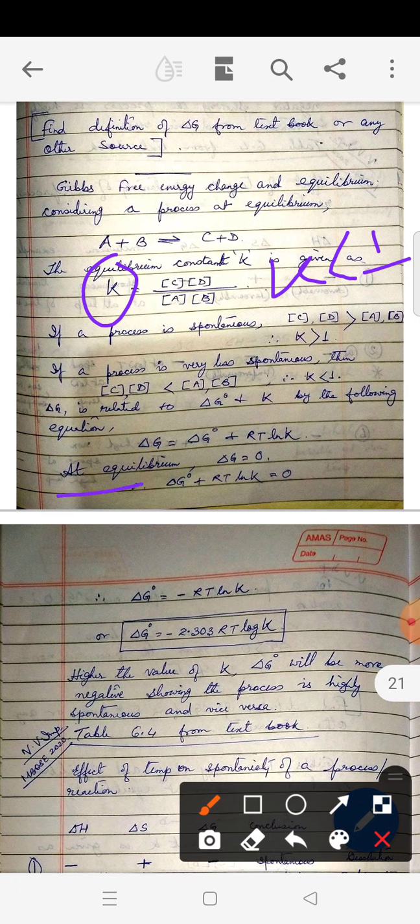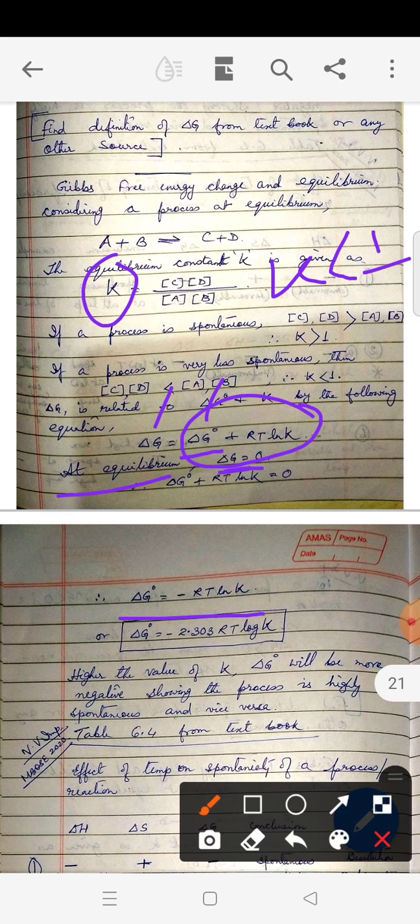So when the system is at equilibrium, as just now we have written, the value of delta G should be 0. Now what is the difference between delta G and delta G naught? Delta G is Gibbs free energy at any situation, and delta G naught is Gibbs free energy change under standard conditions. Now if delta G is equal to 0 in this particular equation, then delta G naught plus RT ln K equal to 0. So delta G naught equal to minus RT ln K.